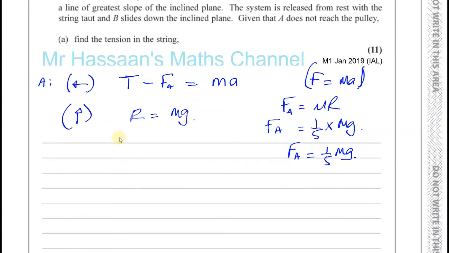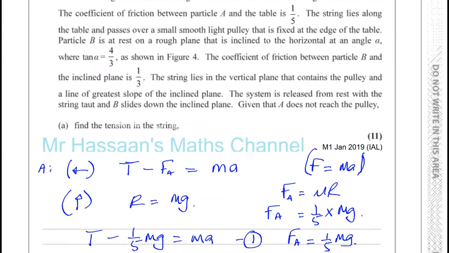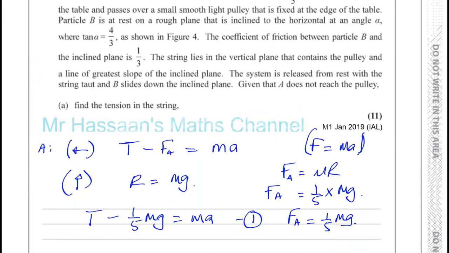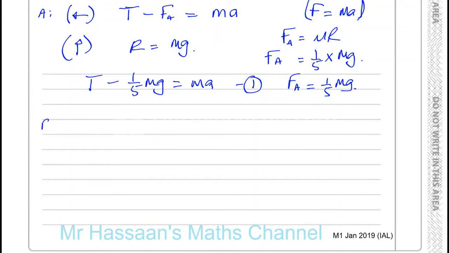So this equation becomes T minus 1/5 mg equals ma. That's an equation I've formed from considering particle A. Now I'm going to consider particle B. This time I'm going to resolve going down the plane, as the particle is moving down, and also perpendicular to the plane.